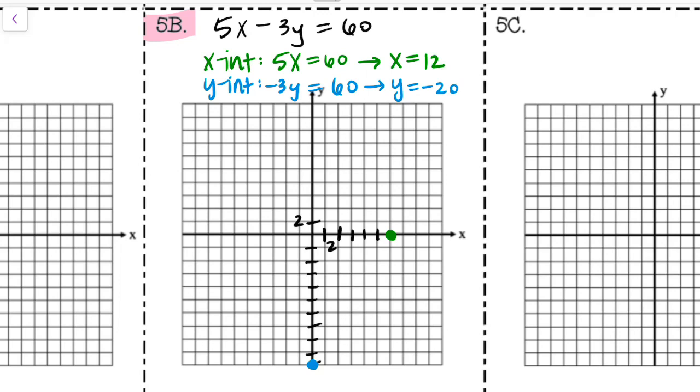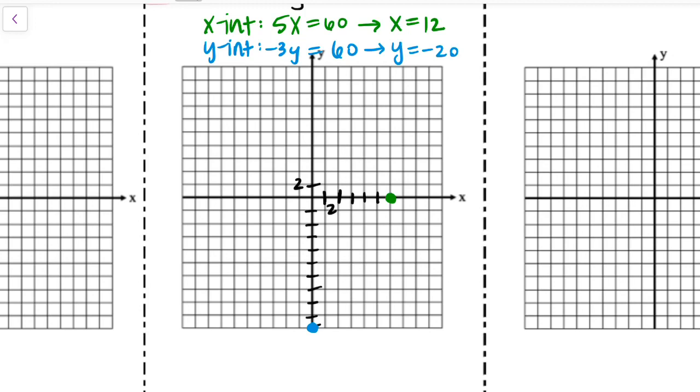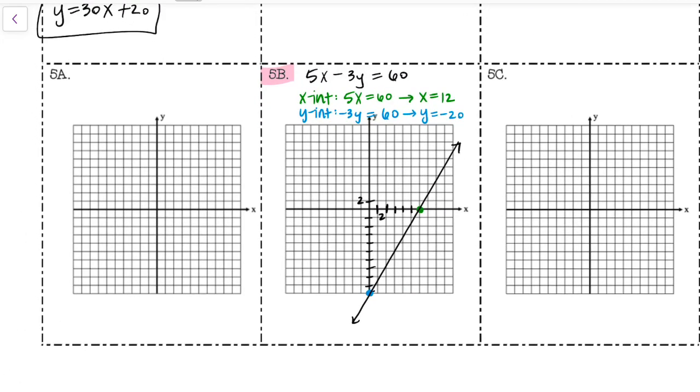There's that point. And what we get to do from here is connect those points with a straight line. Don't forget, we draw our line from edge to edge, taking up the whole graph, all the space we have, and we put arrows on both ends because we do not have a restricted domain for these. So go ahead and finish up those last 2 graphing problems.